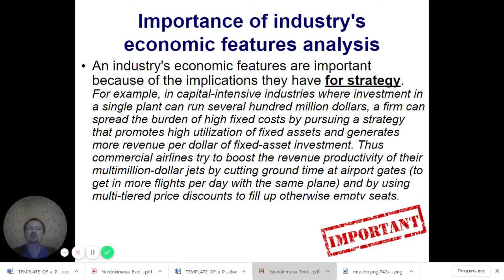And the task for next time is to conduct the analysis of your industry. You have to use the order of characteristics mentioned in this very presentation.